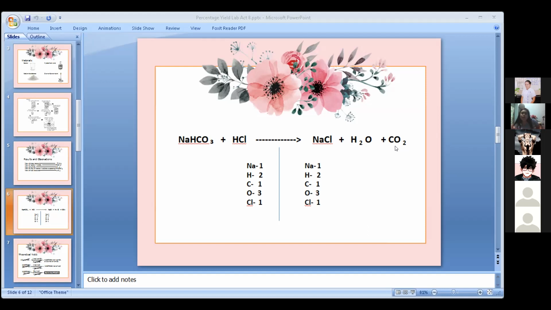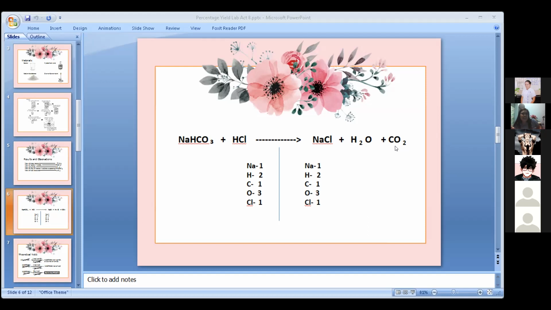Isn't it that question number 2 asked why we need to add sufficient hydrochloric acid? That is to complete the reaction. That is to make sure that all the molecules in the 2.5 grams of sodium bicarbonate will react with the hydrochloric acid to form the products that we predicted. So that is our number 2.